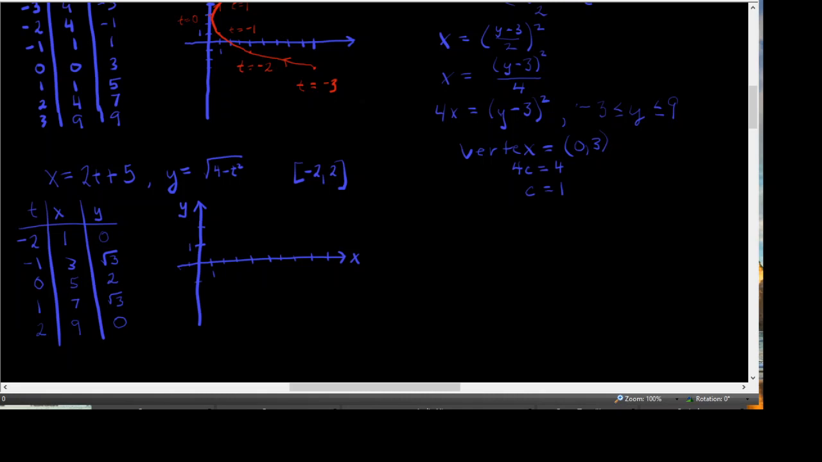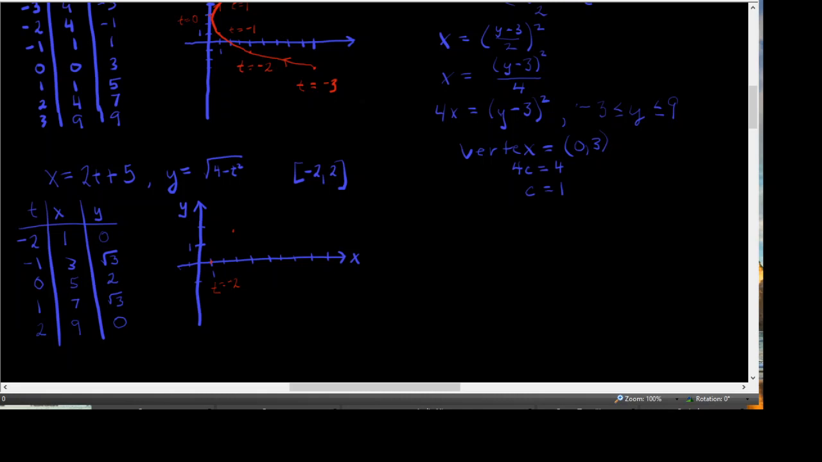All right, so 1, 0 when t is -2. 3, square root of 3. We know that square root of 3 is somewhere between square root of 1 and square root of 4, so somewhere between 1 and 2. So I'm going to guess that it's about right there. You can take your calculator and figure out what it is exactly. I think it's about 1.8 or 1.9 or something like that.